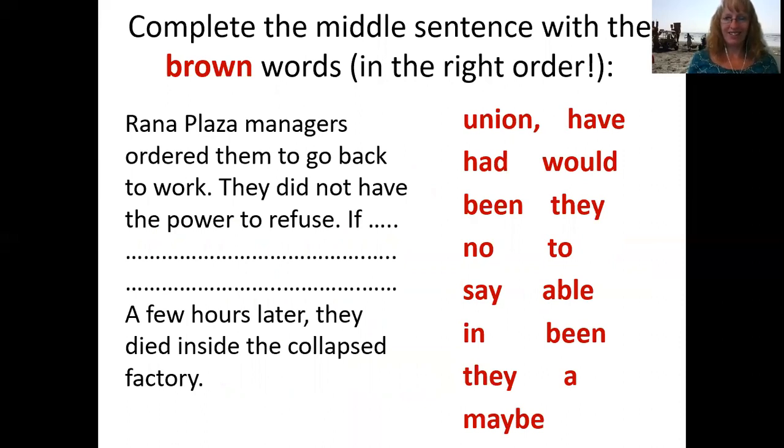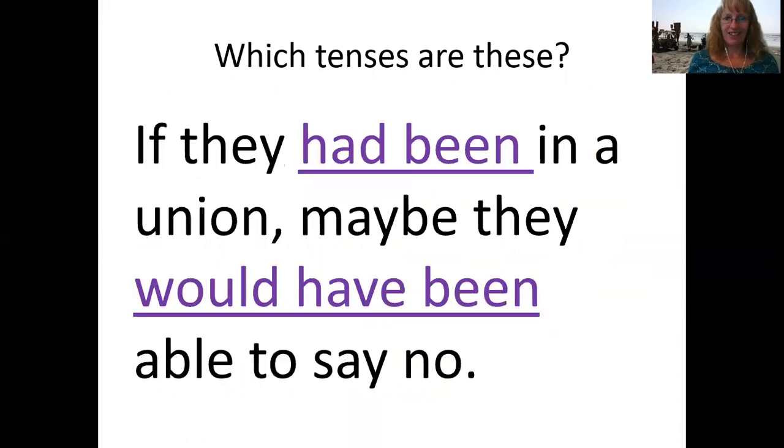Okay, ready? If they had been in a union, maybe they would have been able to say no. So we need to think about the tenses here and the grammar and practice a little bit more. Which tenses are these? Yeah, in the first half, past perfect, if they had been. And in the second half of the sentence, that would have been is, we can call it the past conditional.